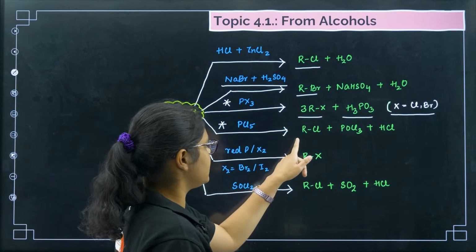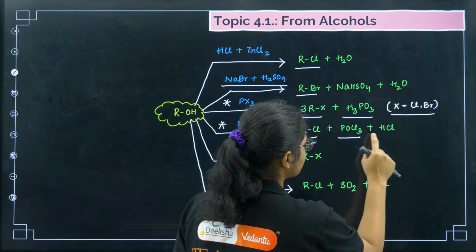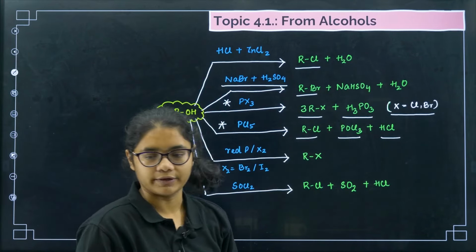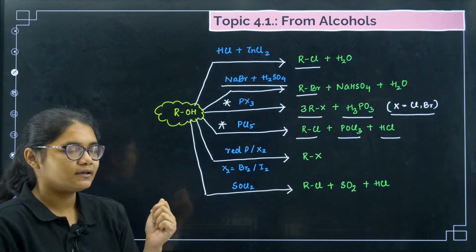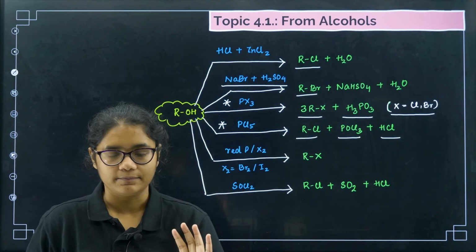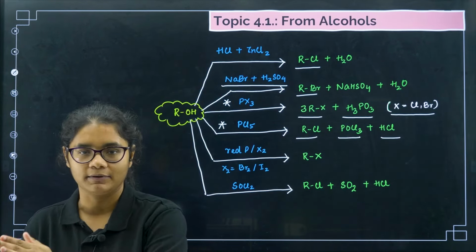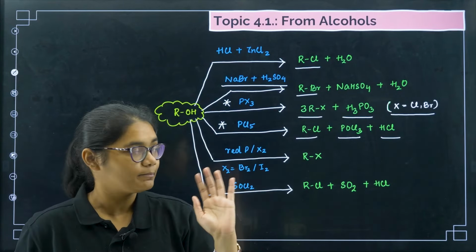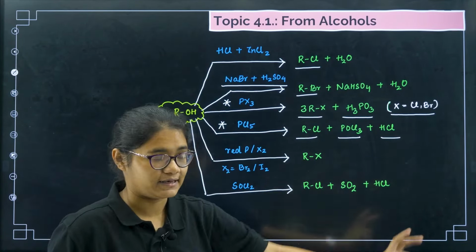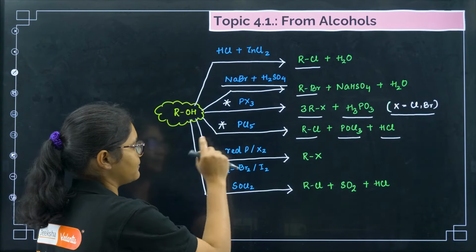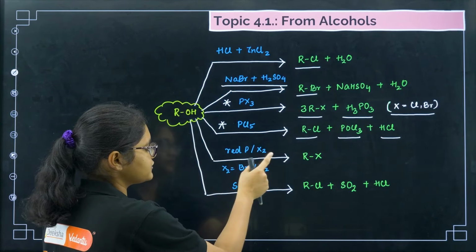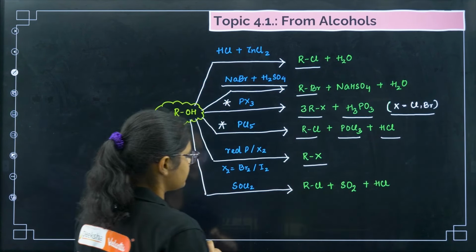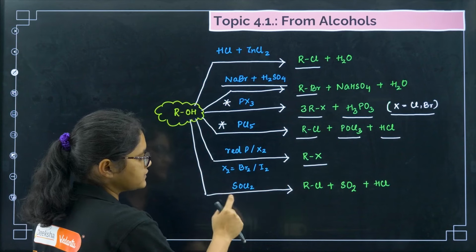So for PCl5 it is RCl plus POCl3 plus HCl. For PX3 it is RX plus H3PO3. Clear? So once again, if we are using PX3, then we will get RX plus H3PO3. If we are using PCl5, then we will get RCl plus POCl3 plus HCl. Most of the time you should remember the byproducts of this reaction. Then you can use red phosphorus plus X2. Here again X2 can be bromine or iodine, so we will get RX. Now we can also prepare RCl by using SOCl2.